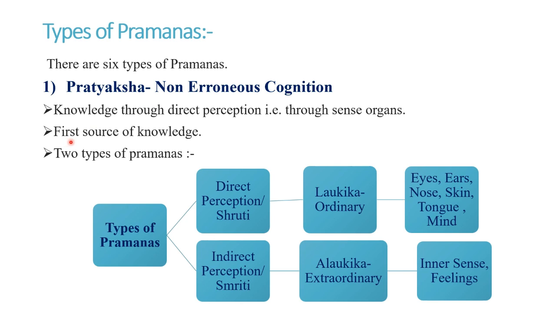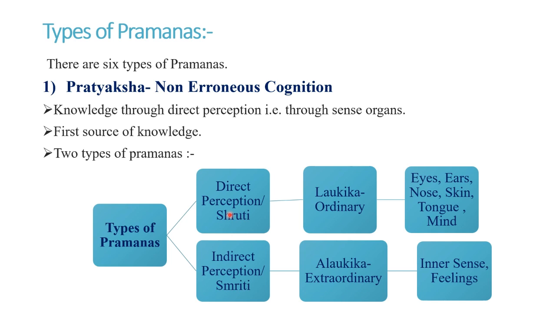It is also called the first source of knowledge, and there are two types of this Pramana, that is direct perception and indirect perception. Direct perception is called Shruti and indirect perception is called Smriti. Direct perception is also known as Laukik or ordinary perception. Indirect perception is called Alaukik or extraordinary perception.